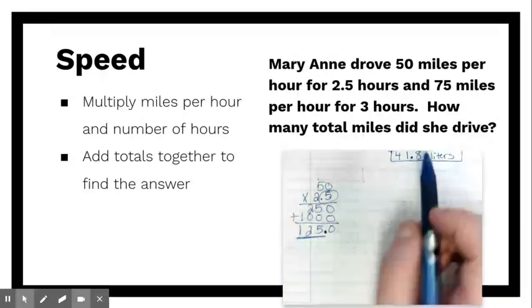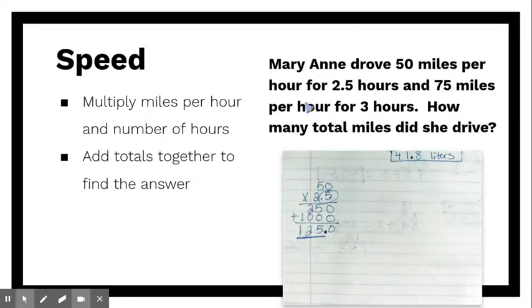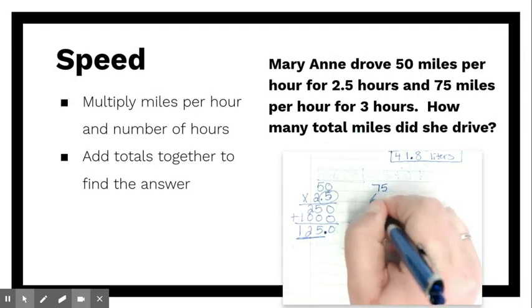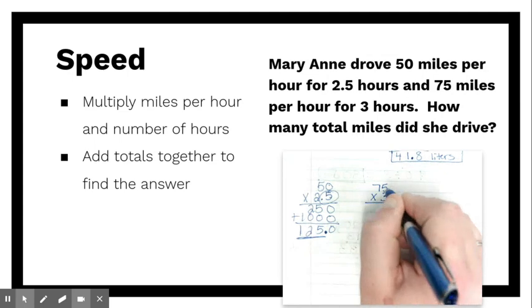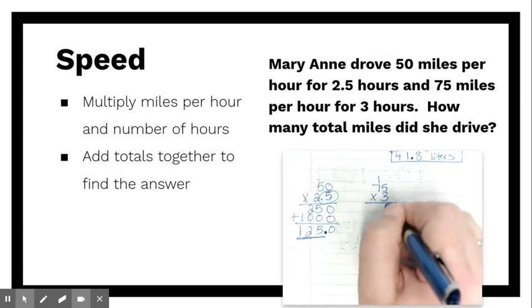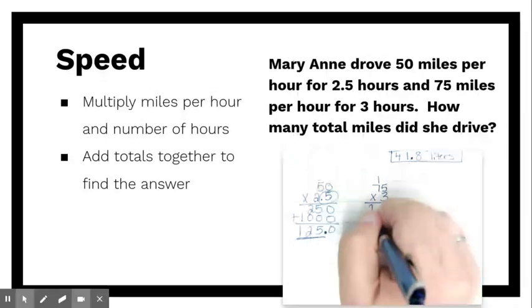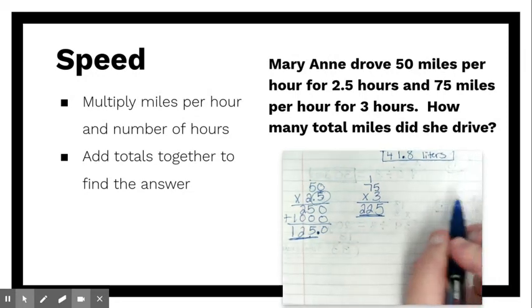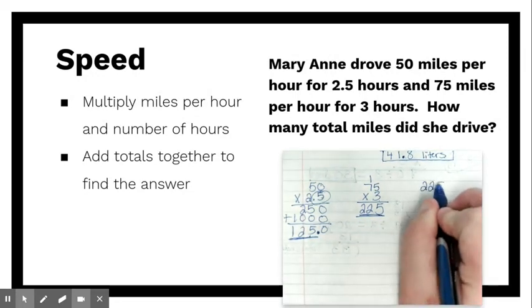And then I'm going to do the next one, 75 miles per hour for 3 hours. So now I'm going to multiply those two, 75 times 3. 5 times 3 is 15. 7 times 3 is 21, plus 1 is 22. So that's 225. So these are two separate things, so I need to add them to find the total amount she drove. So we're going to do 225 plus 125.